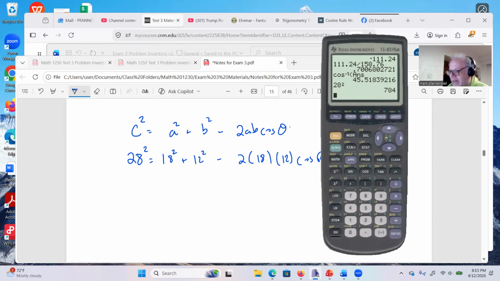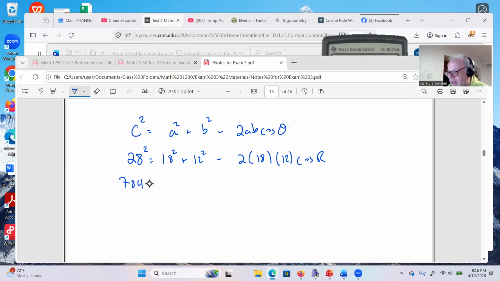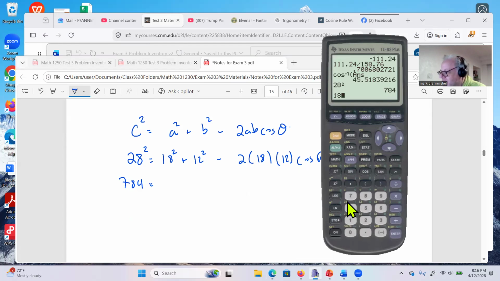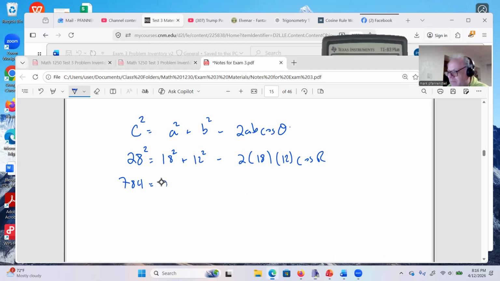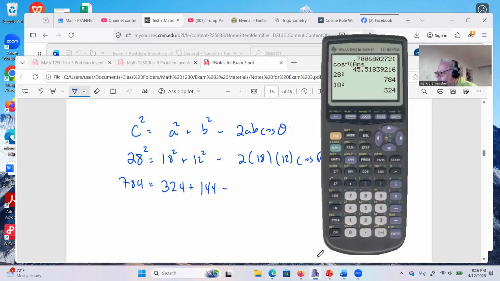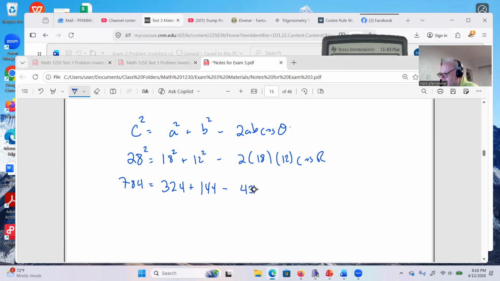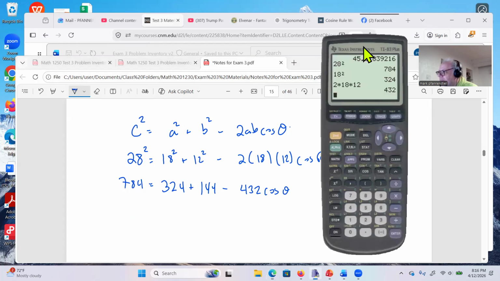Okay, and get 784. So we have 784 equals, and then we have 18 squared, which should be 324, plus 144 minus, and I'm going to go ahead and multiply out 2 times 18 times 12 all at the same time. So 2 times 18 times 12. And then we have our cosine of theta. So we have 432 cosine theta. Okay, so there we go.